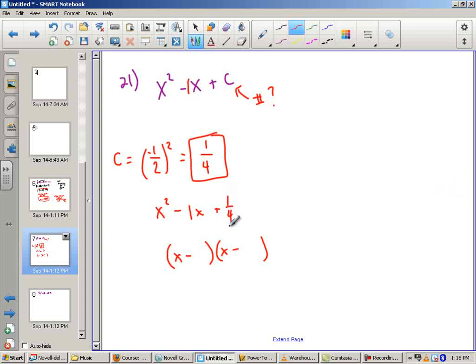Well, you could do the square root of 1 divided by the square root of 4. That would give you 1/2. Or you could just take half of the middle. Half of 1 is 1/2. Either way will get you the same thing.